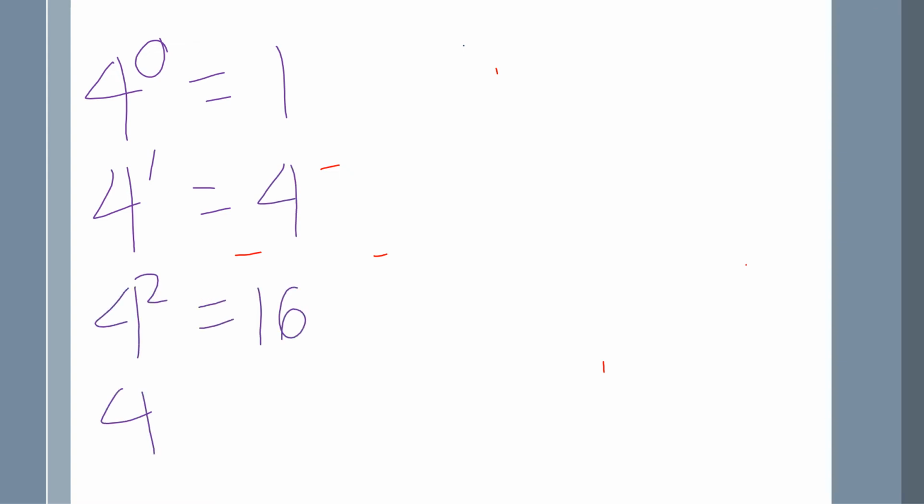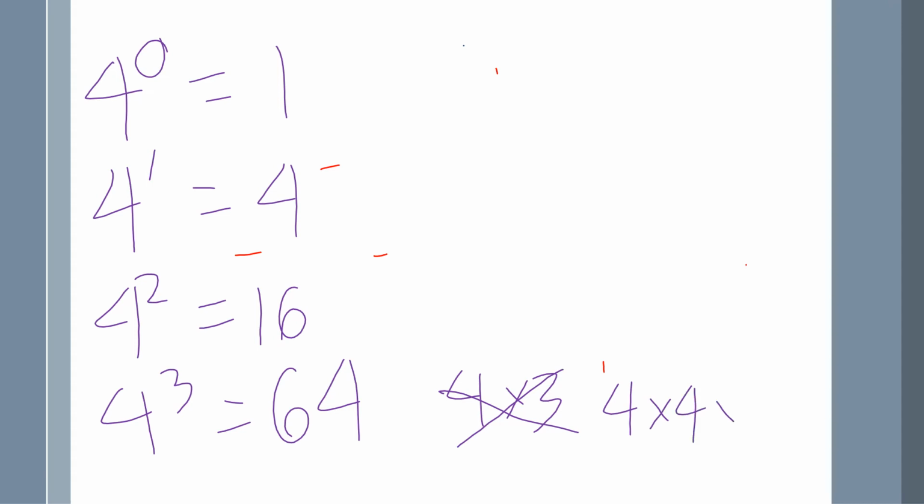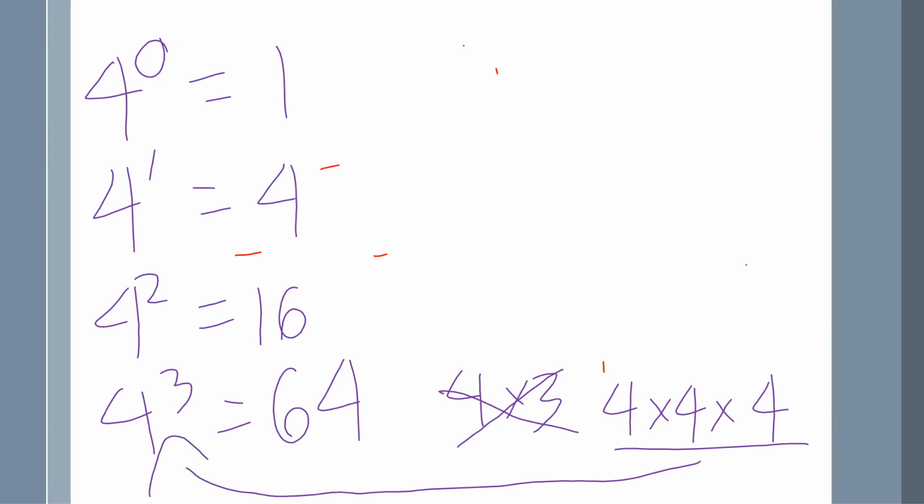4 to the power of 0. I'm just giving you an example. That's 1. 4 to the first power is 4. We could say that. 4 to the second power is 16. 4 to the third power is 64. Now, I'm not saying 4 times 3. No, be careful of that. It's 4 times 4 times 4. That's 4 to the power of 3. So remember, exponent is repeated multiplication.